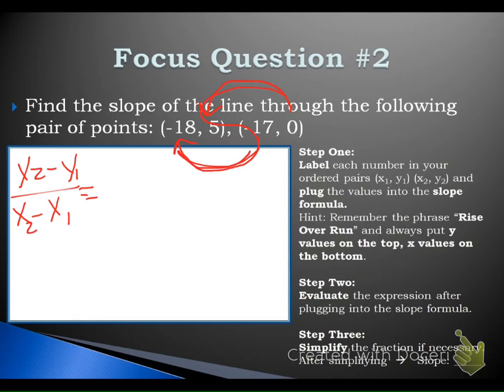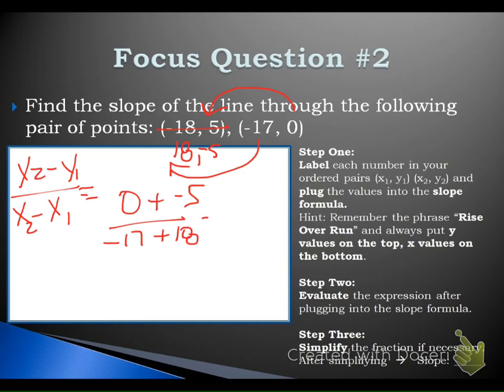Again, use my little trick, and I did it before. I didn't write the plus sign, I guess is what I forgot to do before. But the trick of changing the signs on that first point makes it a lot easier. So I'm going to have a positive 18 and a negative 5. Change it. Alright, so the slope formula says the differences of my y's, or 0 plus negative 5, over negative 17 plus 18. There, that way I don't have to really worry about that keep change.